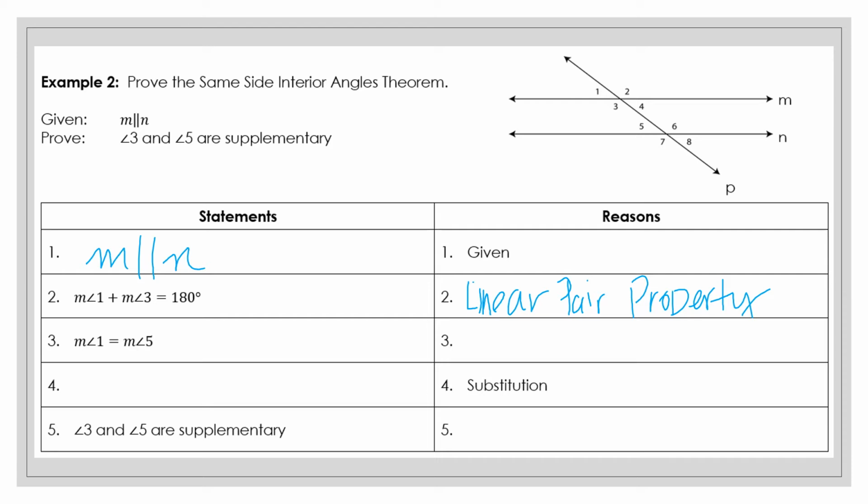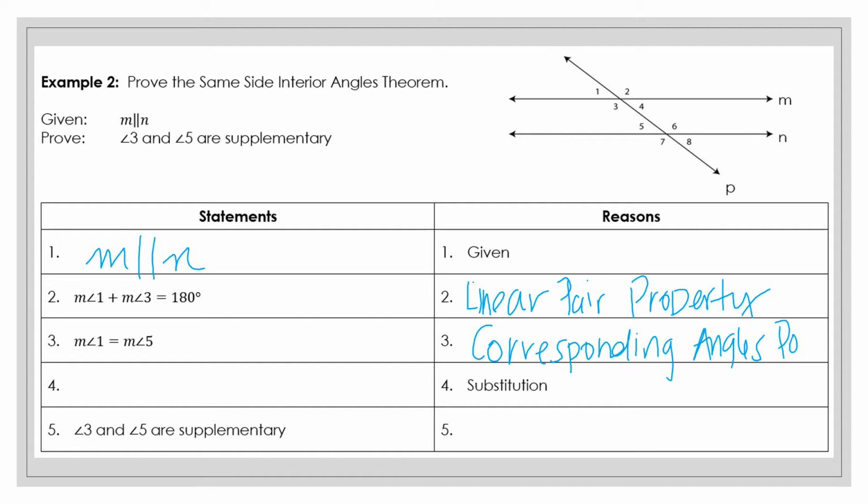All right, so the next step, if we want to prove 3 and 5 are supplementary, then I need to have the measure of angle 3 plus the measure of angle 5 equals 180, which I almost have, but somehow I need to get angle 1 to be angle 5. So if we look at what we have, we do know that the measure of angle 1 is equal to the measure of angle 5 because of the corresponding angles postulate. As long as those lines are parallel, then any corresponding angles are going to be congruent.